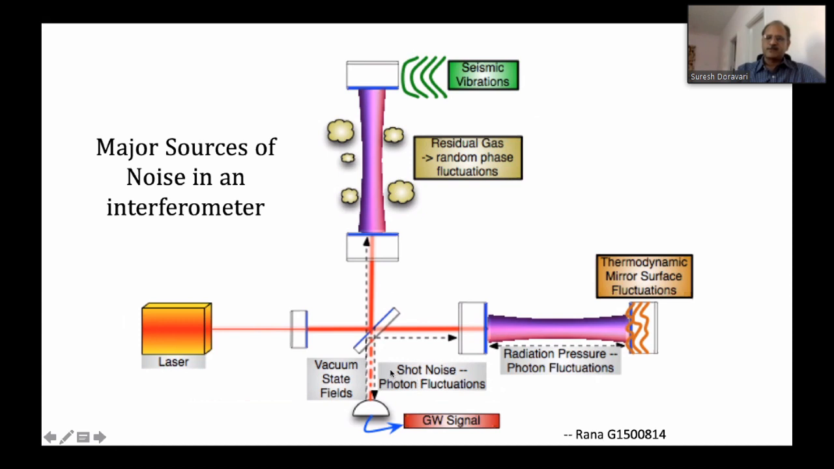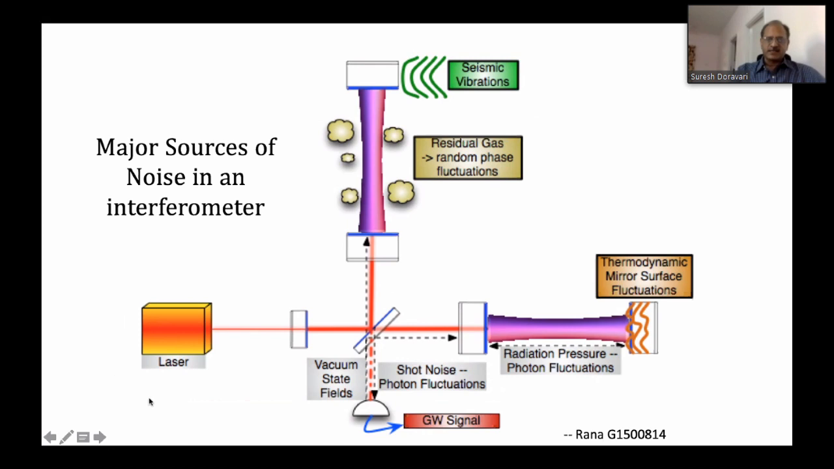At the moment we have ways to reduce the shot noise using what we call a squeezed light source, but it's a very specialized field. This is one of the major contributing noise sources at this time to LIGO in the high frequency domain. Also in the low frequency domain, in a different way.